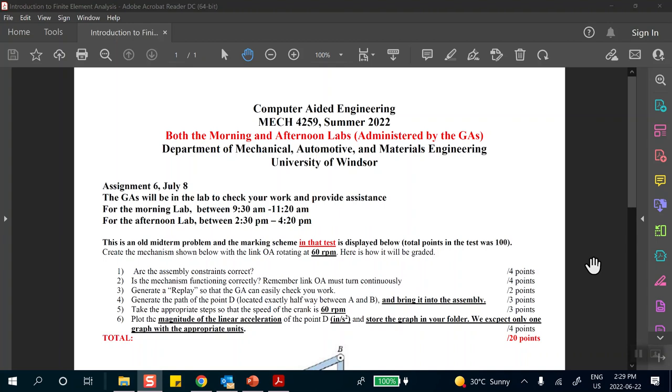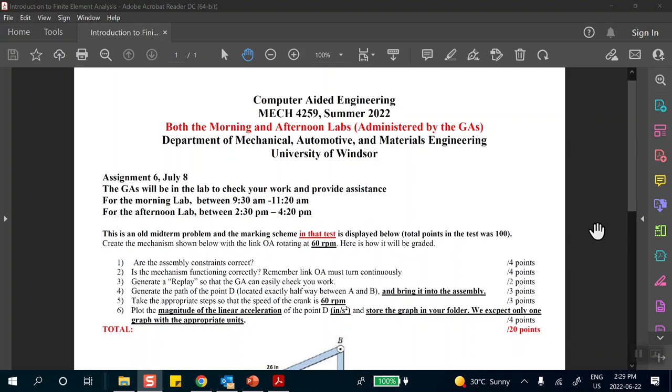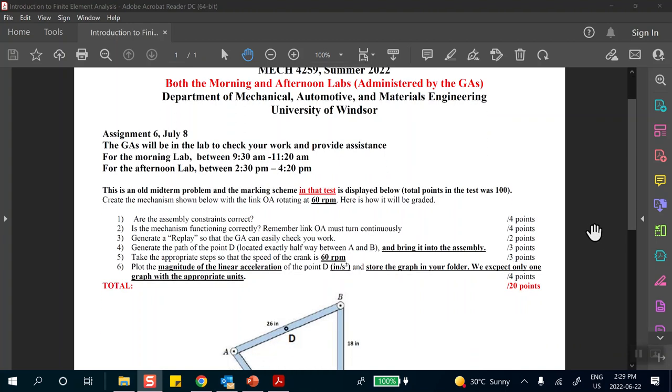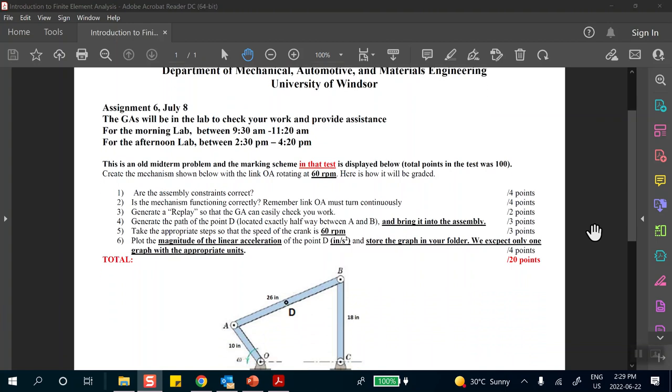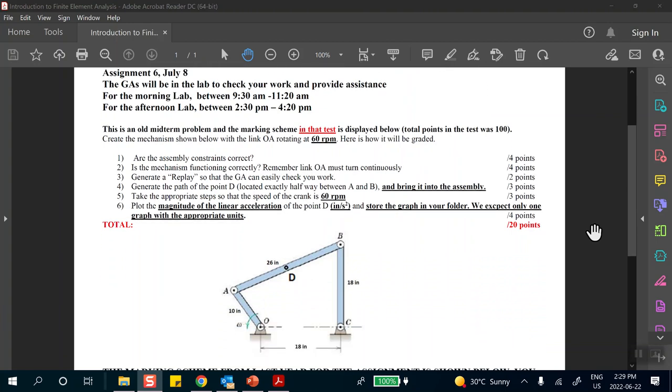Now, this was a problem which was assigned as a homework last year. However, it came from a previous test. It is dealing with a four-bar linkage. You have done it. You have analyzed this in your machine dynamics class, in the fall of your third year.